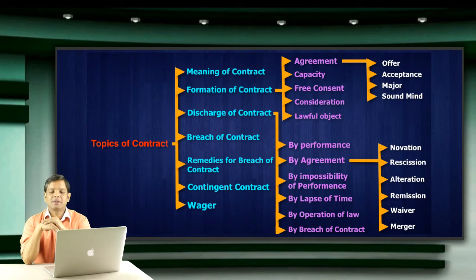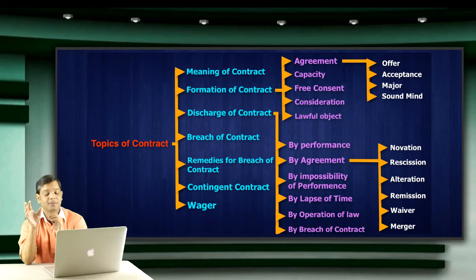Next one is by impossibility of performance. What does it mean? It means that something becomes impossible because of things that happened beyond the party's control. Say a person who contracted dies or meets with an accident, so is not able to perform his part, and that is beyond his control. In this condition, the obligation created in the contract becomes impossible. So it is impossibility of performance.